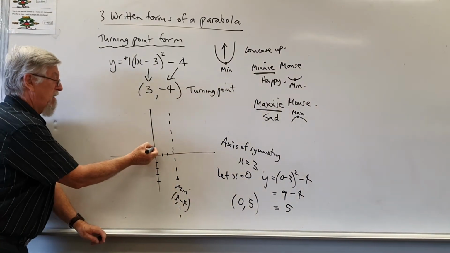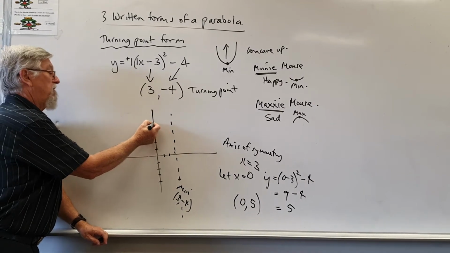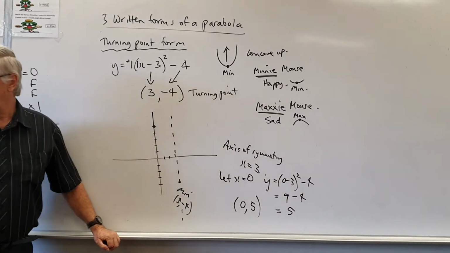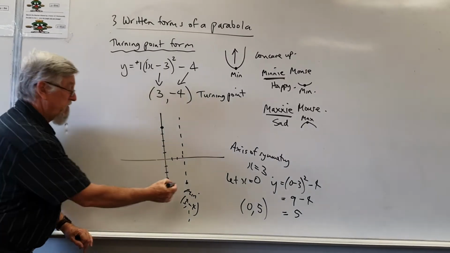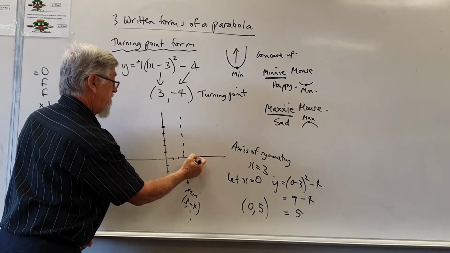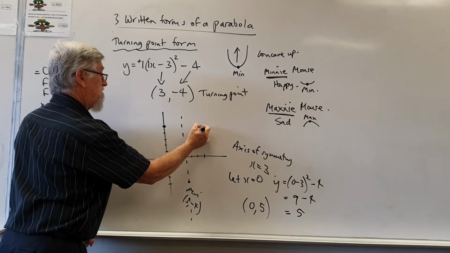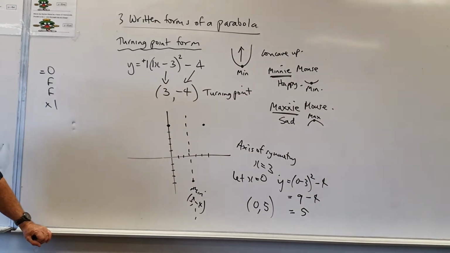So I can come to here and go 1, 2, 3, 4, 5. Now I've got 2 points on the parabola. Interesting part because of the symmetry, I've also got the point over here. There again. So really you've got enough detail to draw your parabola.